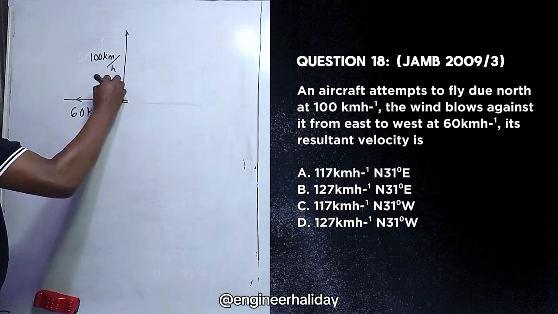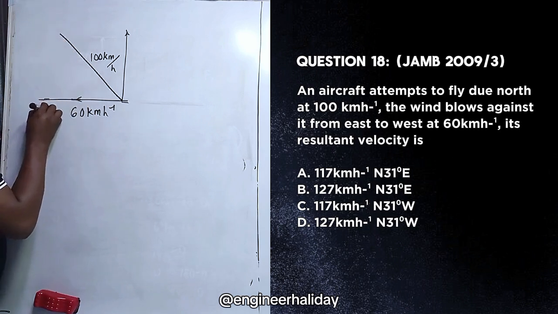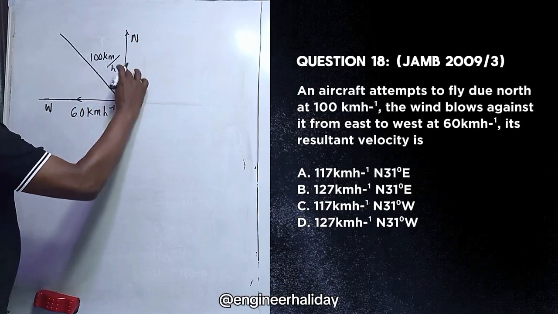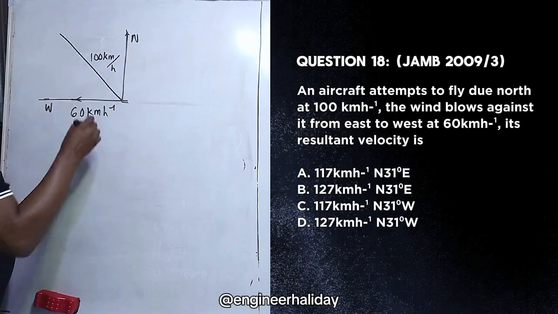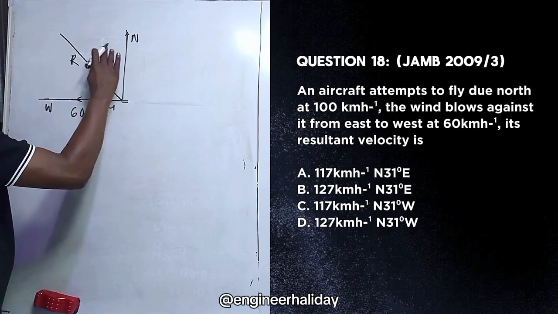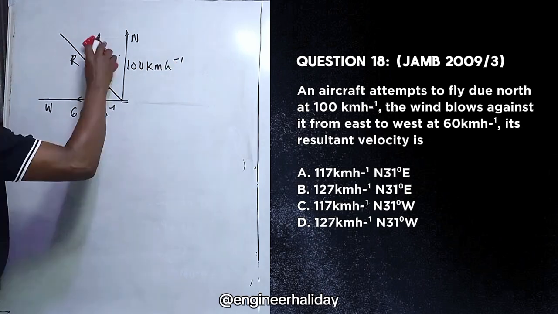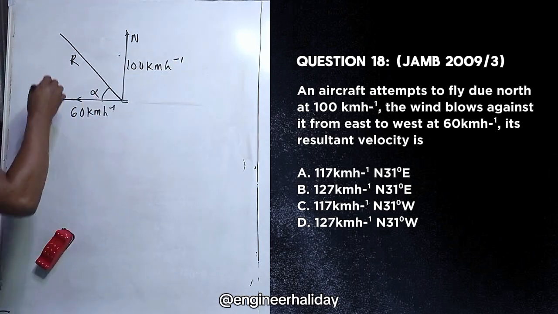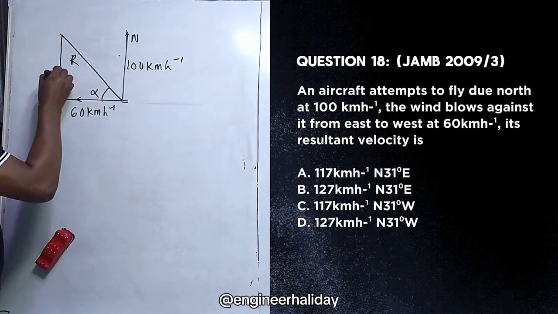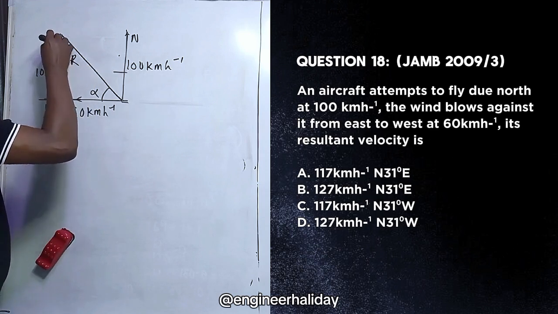So we want to find the resultant. This is west, this is north. The wind blows from east to west, like this. So this is the direction and this is the resultant. This is 100 kilometers per hour. Now, having done that, we close it.